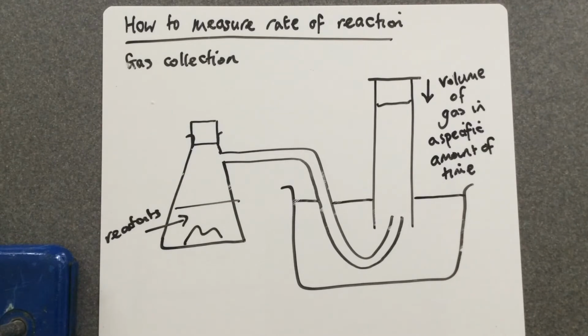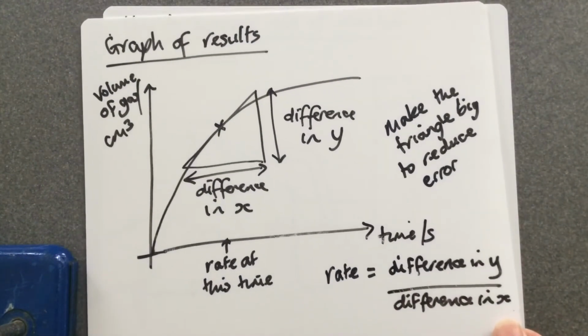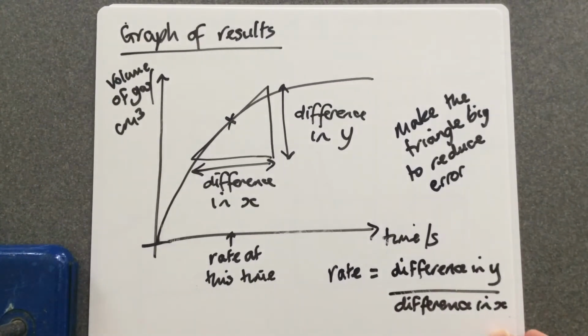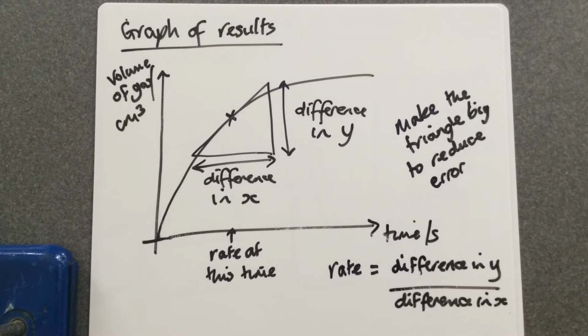You used that equipment to produce a graph. The graph would have looked something like this. You'd have plotted time on the x-axis, the volume of gas collected on the y-axis, and you could have used that graph to work out the rate of reaction at a given point.